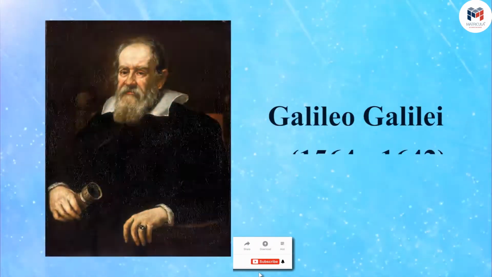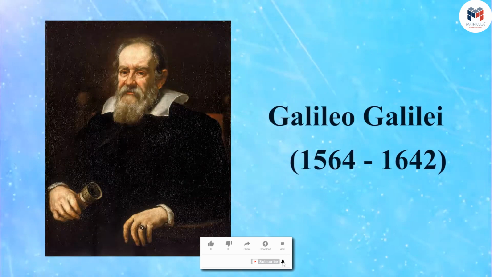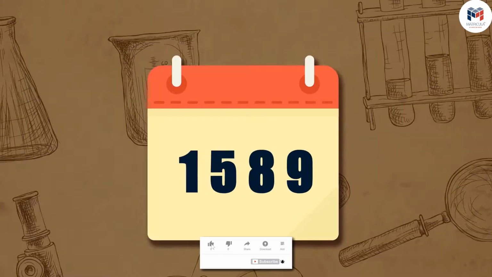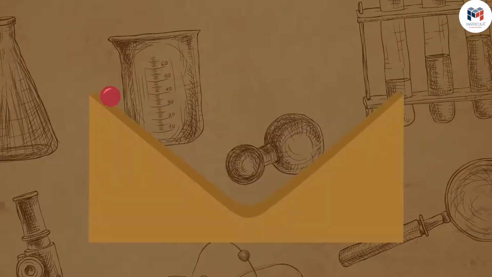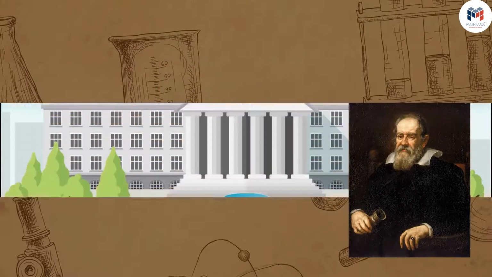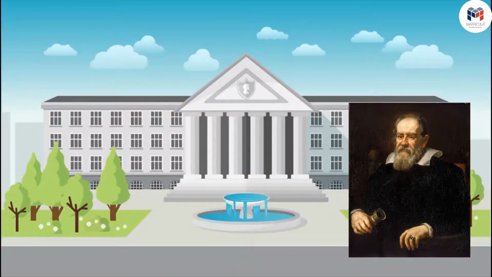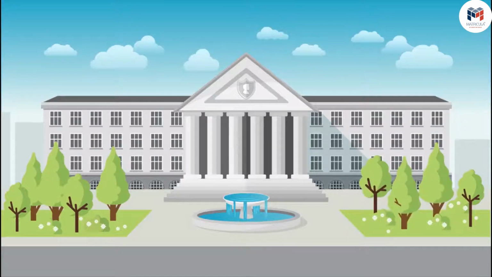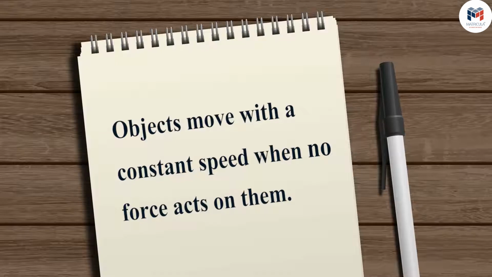Galileo Galilei had a keen interest in mathematics since his childhood. In 1589, in a series of essays, Galileo presented theories about falling objects using an inclined plane. In 1592, he was appointed a professor of mathematics at the University of Padua, where he continued his study of motion on inclined planes, and reasoned that objects move with a constant speed when no force acts on them.